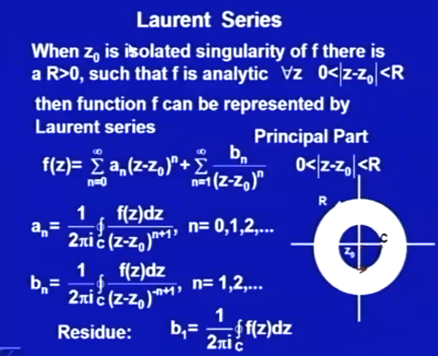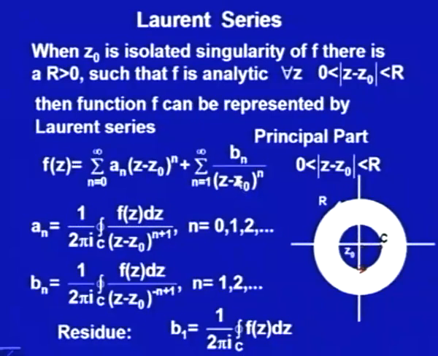Now, what have we come up with? We have come up with isolated singularities. We have shown that when we have an isolated singularity, the function can be represented in the form of a Laurent series. In the Laurent series we have two parts. One is the power series part, and the other part has the powers of z minus z naught in the denominator. This second part is called the principal part of f z, and this principal part is important.